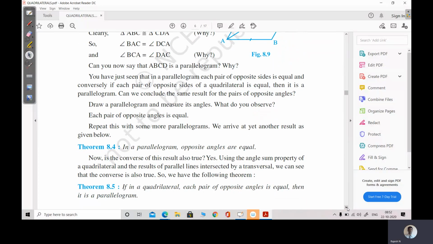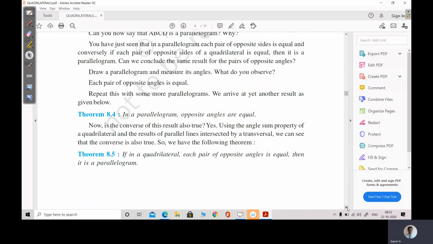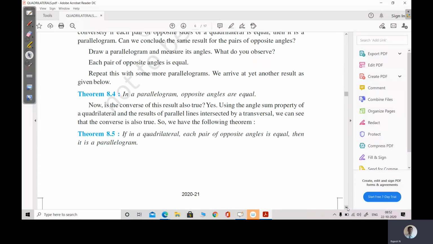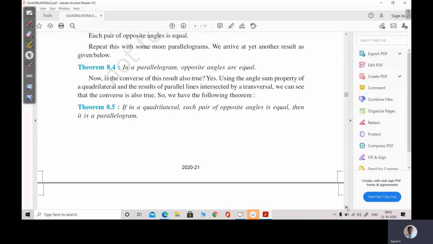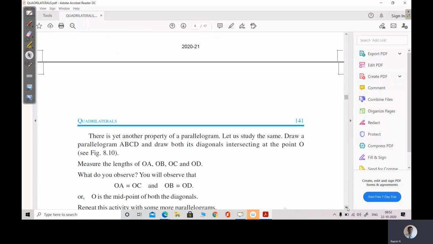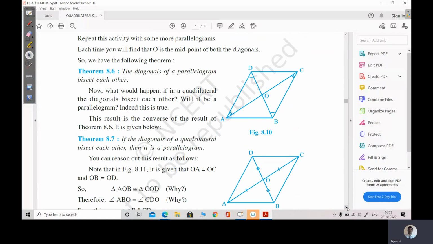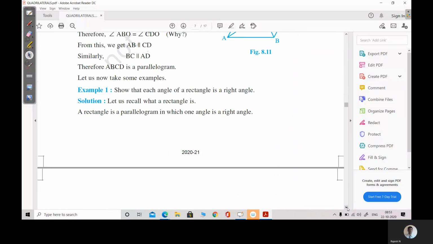The next one: in a parallelogram, opposite angles are equal. Similarly, if in a quadrilateral each pair of opposite angles is equal, then it is a parallelogram. Diagonals of a parallelogram bisect each other. Similarly, if the diagonals of a quadrilateral bisect each other, we can say that it is a parallelogram.